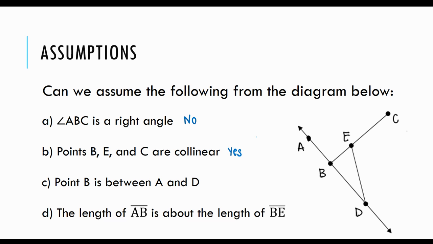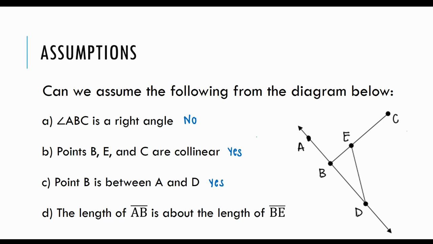It says point B is between A and D. So once again, looking at all of these points, betweenness of points is something that I can assume. Notice that those 3 points are all on the same line. Yes, I can assume that B is between A and D.